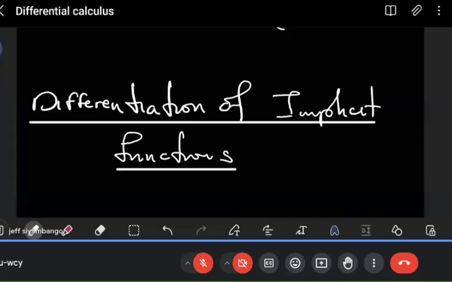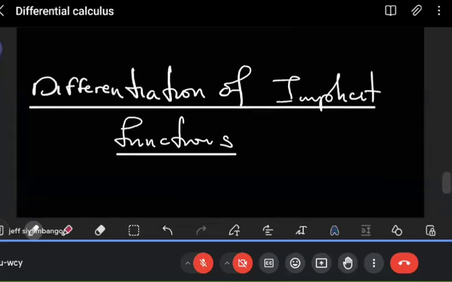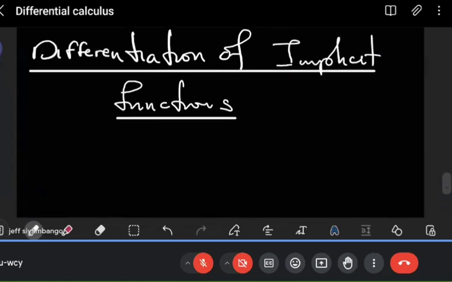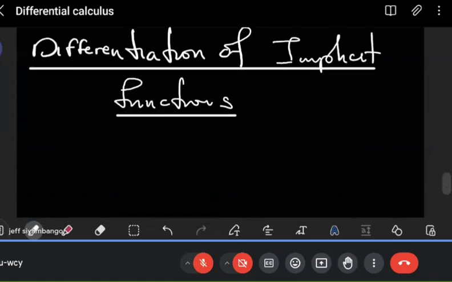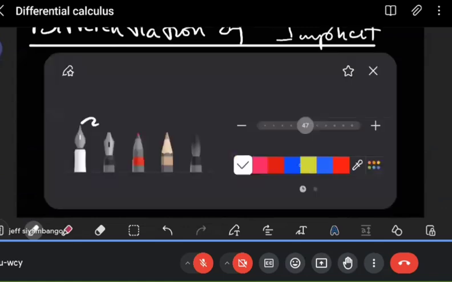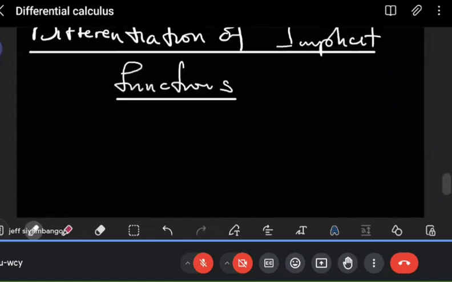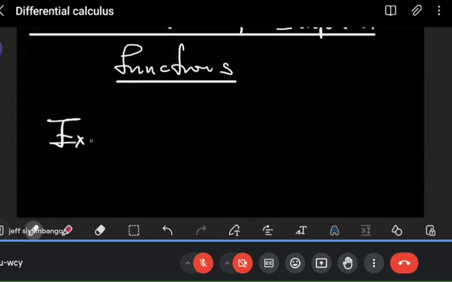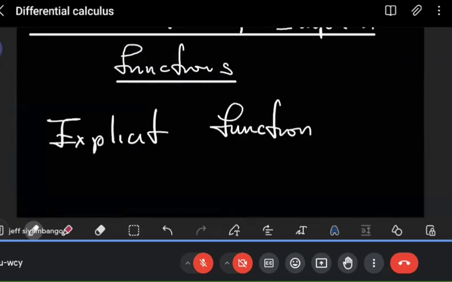Okay, so this time around, we want to look at differentiation of implicit functions. Now, first thing you want to do is understand what an implicit function is, so that we can see how we differentiate such. There are two types of functions in this category: we have an explicit function, while the other is an implicit function.